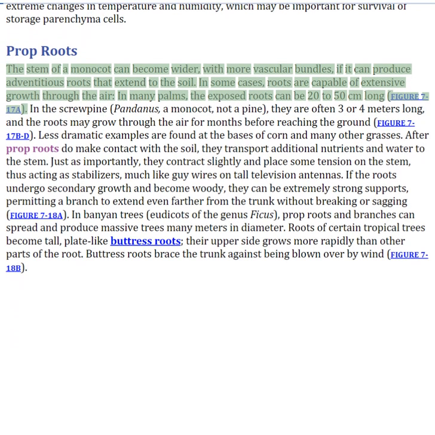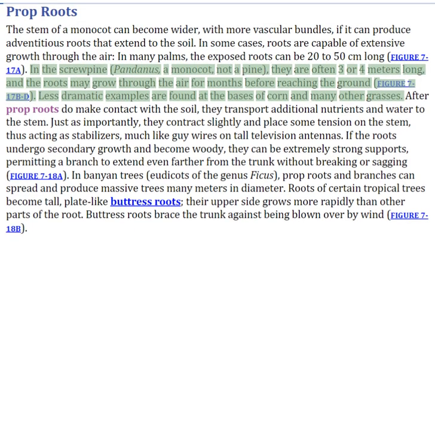Prop roots. The stem of a monocot can become wider, with more vascular bundles, if it can produce adventitious roots that extend to the soil. In some cases, roots are capable of extensive growth through the air. In many palms, the exposed roots can be 20 to 50 centimeters long. In the screw pine, they are often 3 or 4 meters long, and the roots may grow through the air for months before reaching the ground.